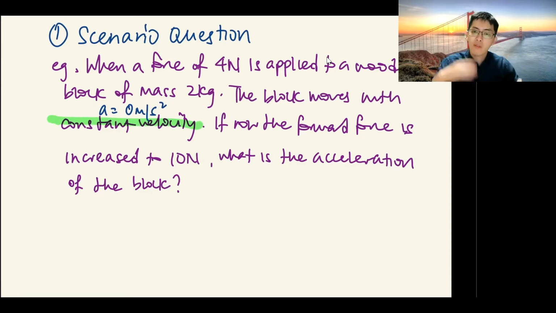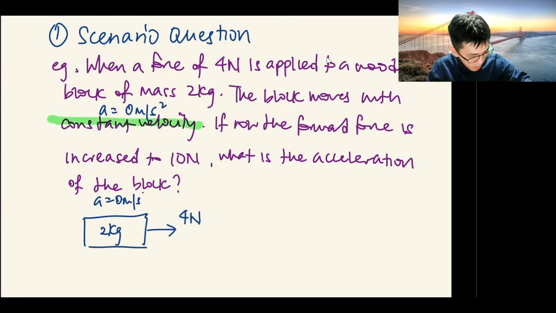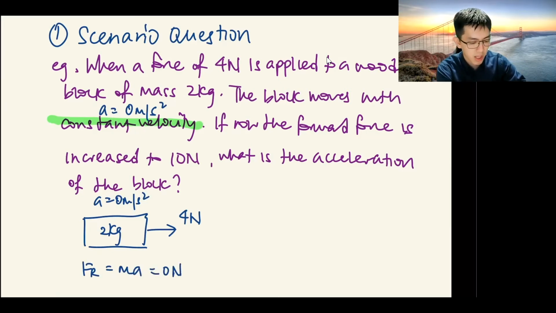So in the first scenario, why do I call this a scenario question? Because in the first scenario, they tell you that it's moving at constant velocity, and then in the next scenario, they ask you what is the acceleration. Take note, it is the same block. So we have a 2 kg block, we have a 4 newton force, and I know my acceleration is 0 meter per second squared. What does that tell me? That means my resultant force is 0 newton because of the 0 acceleration.